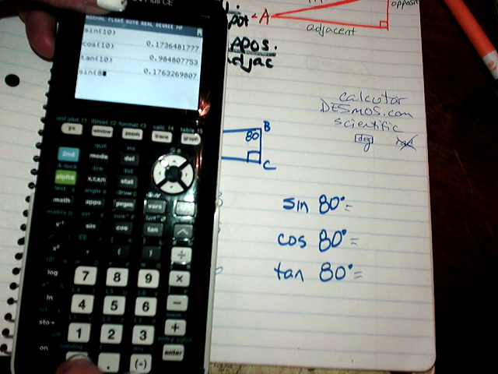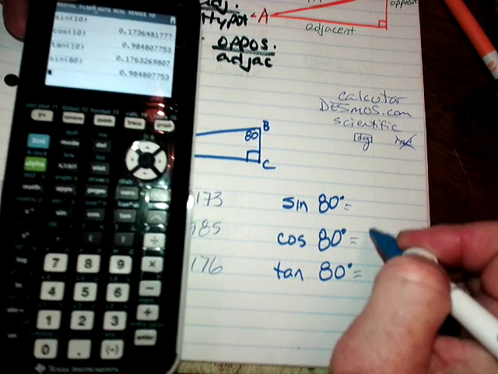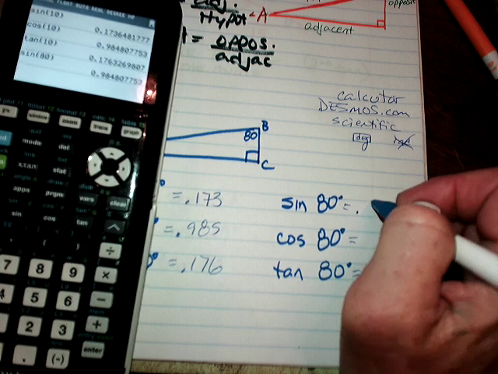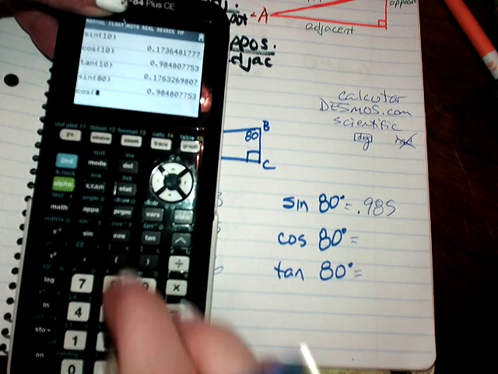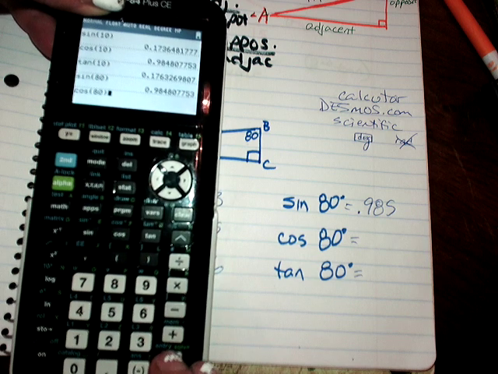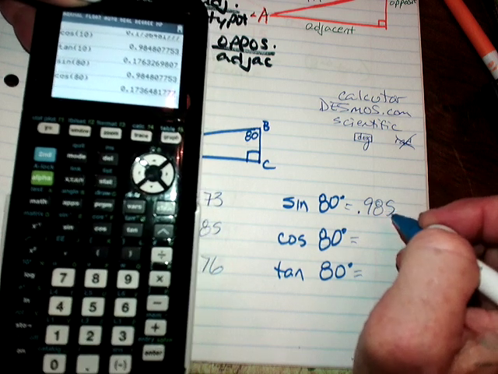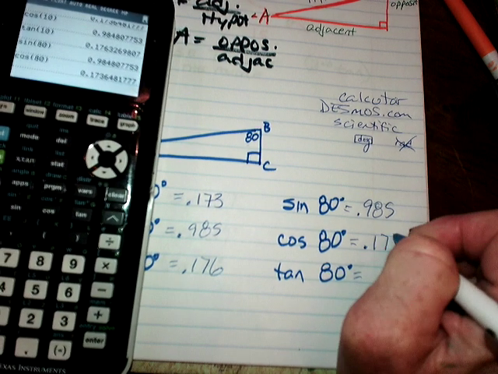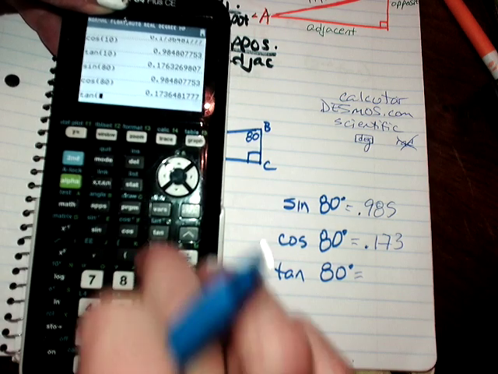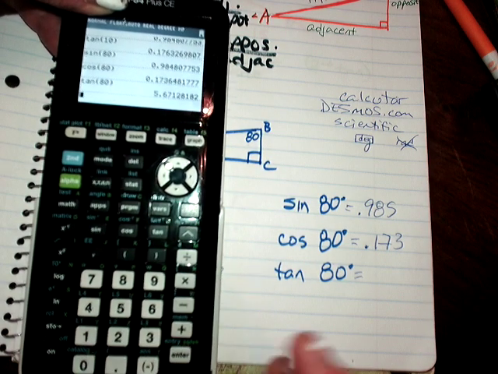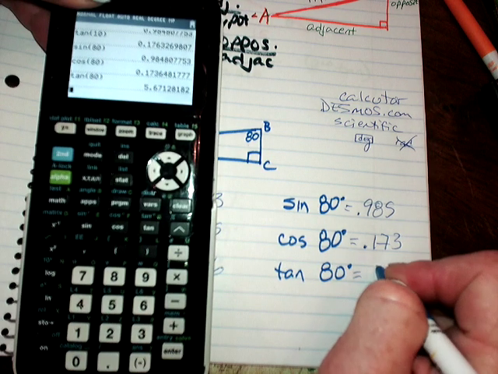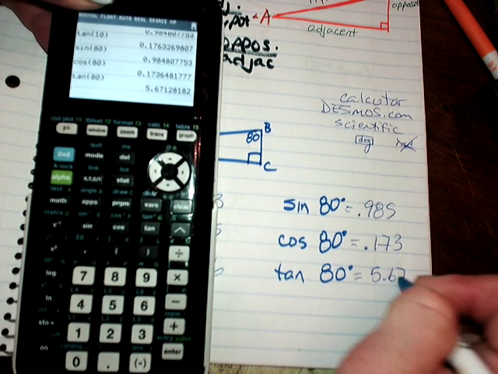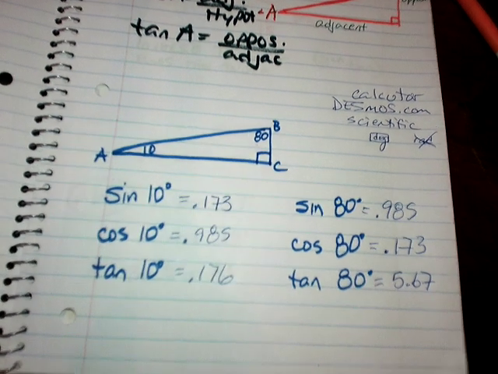So we do sine of 80, 0.985. Cosine of 80, 0.173, and tangent of 80. That one's different, 5.67. So now looking at these, what do you notice?